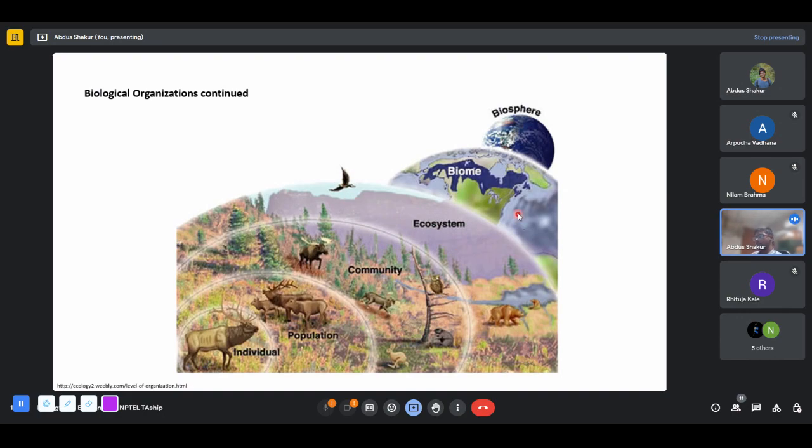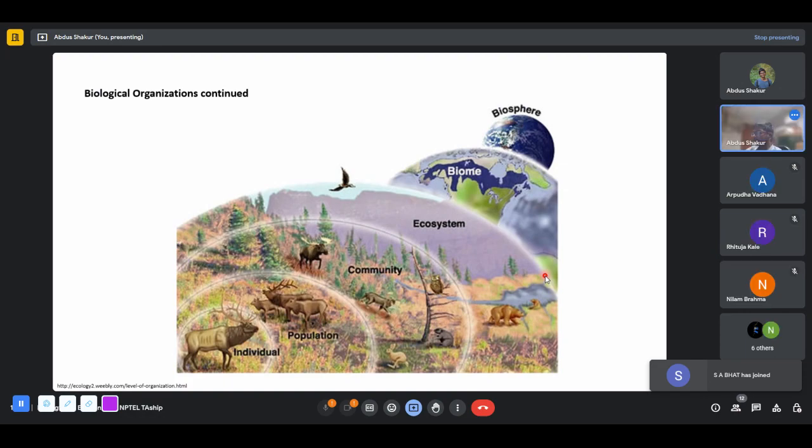And then similarly, multiple such ecosystems come together to form different types of biomes, and different types of biomes together form the biosphere. Basically, the biosphere is the living part of Earth, right?